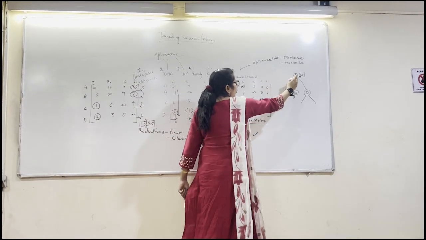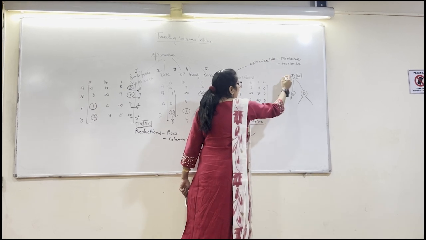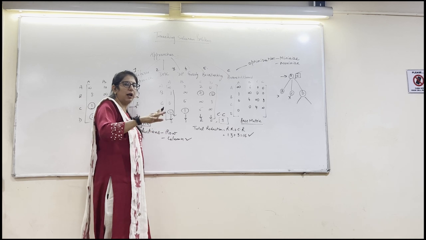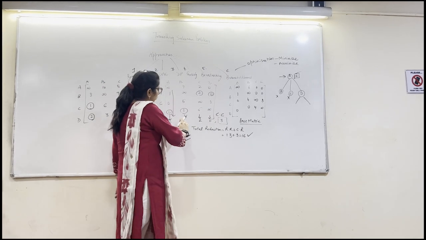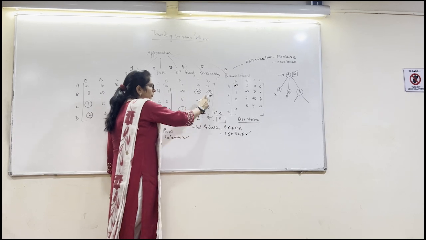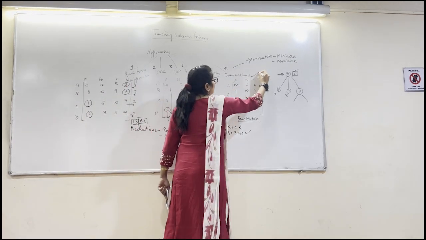That is, how to go from A to B, how to go from A to C, from A to D. Starting from A, the main cost is 16, which will be added in each and every part. Now, when we reduce 0 from this column, 1 from this column, 2 from this column, 0 from this column, we get this matrix here.